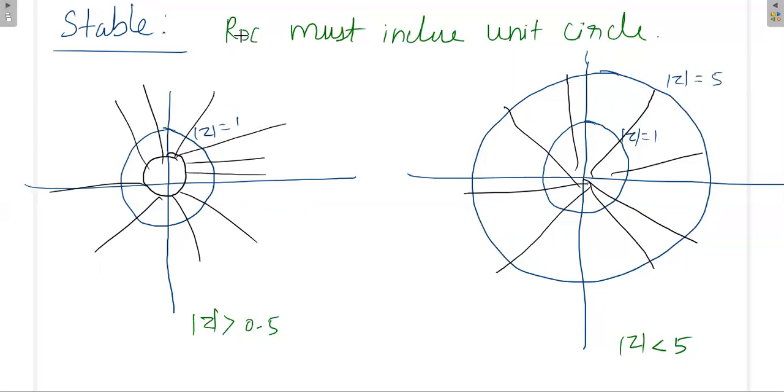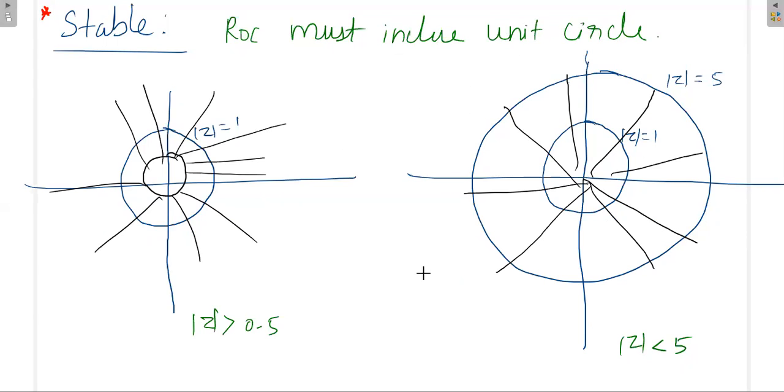Okay, so if the system has to be stable, then what is the concept? It must include the unit circle, the ROC, the region of convergence. It's a very important statement: if the system is stable, the region of convergence must include the unit circle. We have studied a similar concept in the Laplace transform also. If the system has to be stable, the ROC must include the j omega axis.